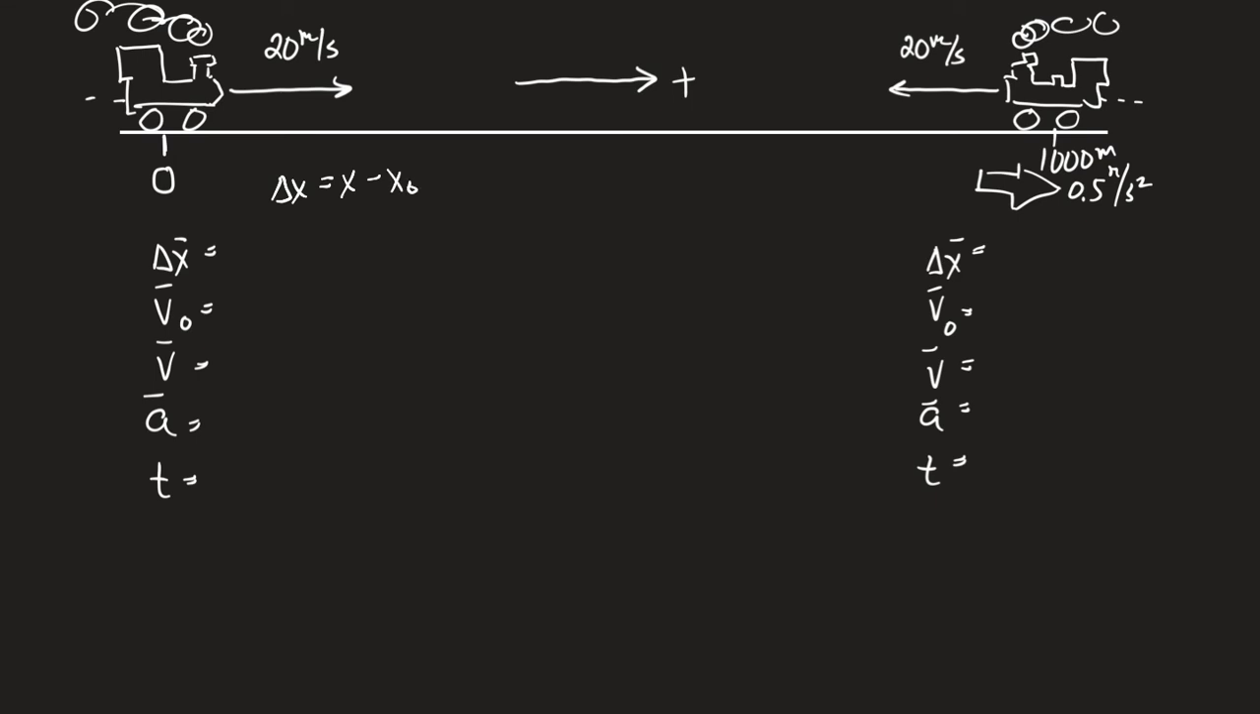So here we go. Train on the left. x minus 0. Initial velocity, positive 20 meters per second. Final velocity, also positive 20 meters per second. Acceleration, 0. Time, unknown. There, we've got train 1. I'd probably argue that we could write out x minus 0 equals 20t and set that aside.